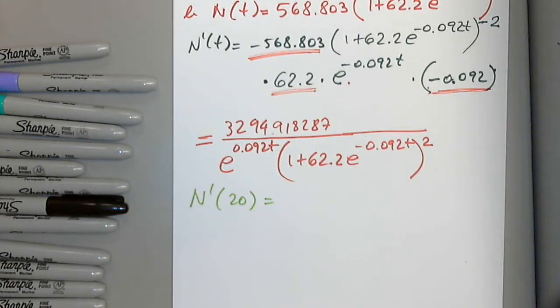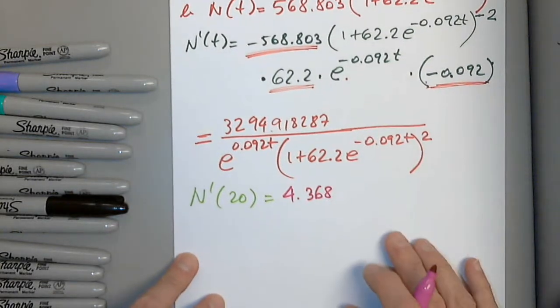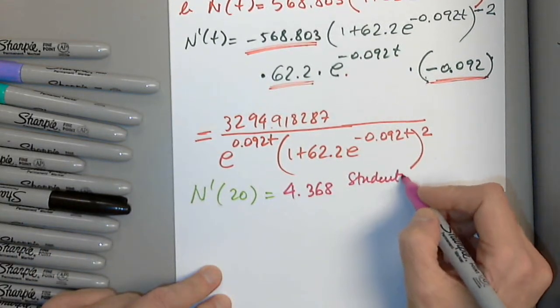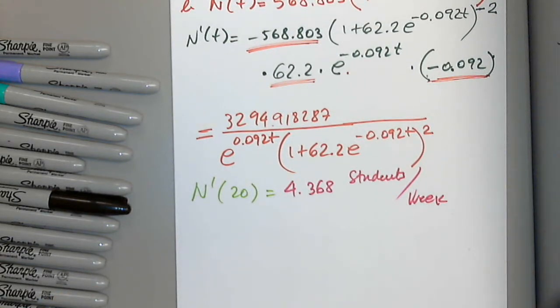So the rate of change has two measurement units. It's a ratio, right? So the answer has to have a measurement unit coming from the top over the measurement unit coming from the bottom. So the rate of change at which the disease is spreading after 20 weeks, we got 4.368. I should say 4, but you know what I mean. So 20 weeks into the spread of the disease, the disease pulls in 4 more students per week, or it spreads at the rate of 4 students per week.